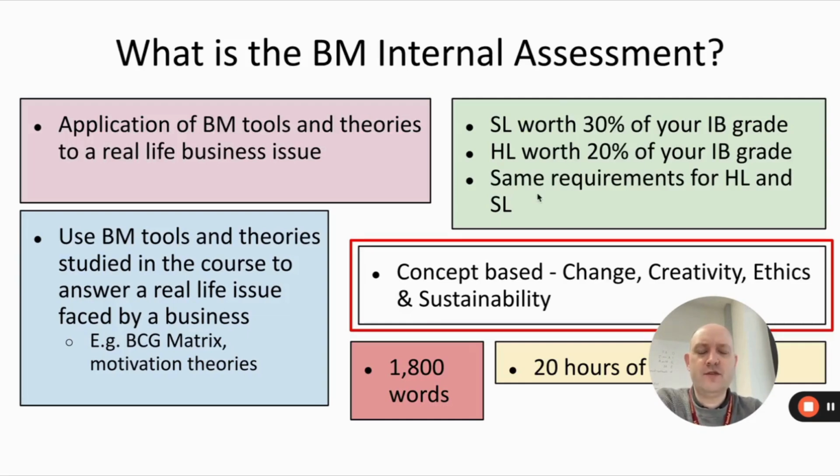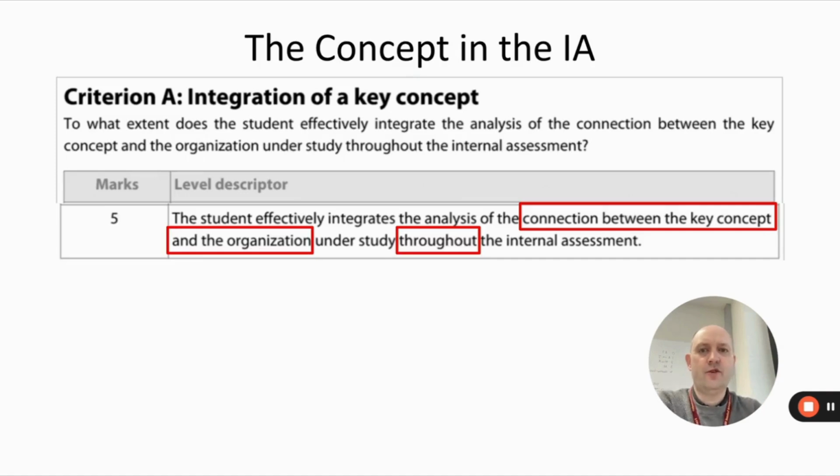So the concepts, this is the first slide I showed in video 1. As you can see, this is details of the IA, and the IA needs to be concept-based, based on one of the concepts of change, creativity, ethics, and sustainability. First off, this is the rubric, and this is what you need to do in order to get 5 marks for integrating the key concept.